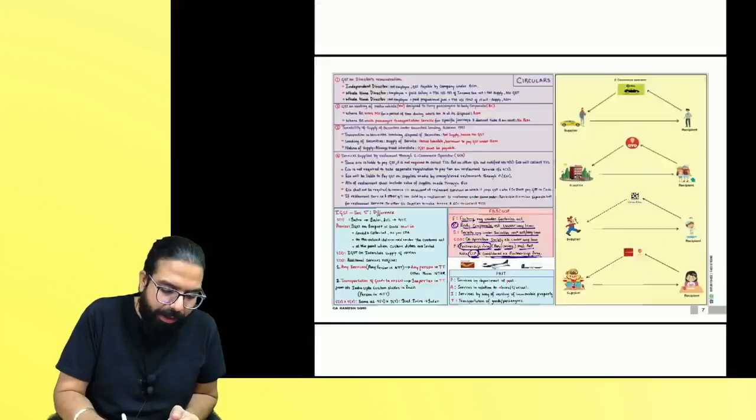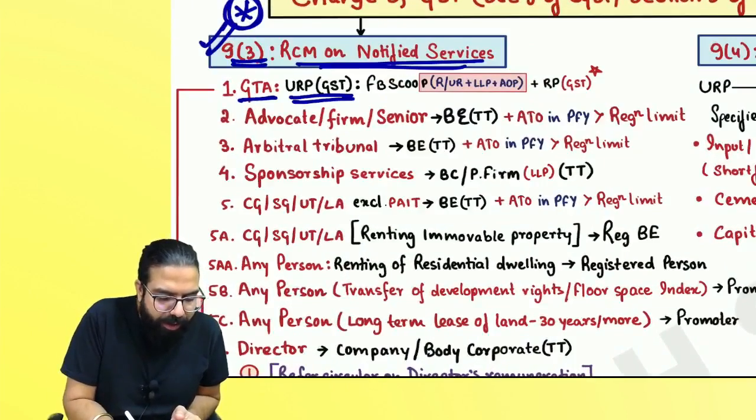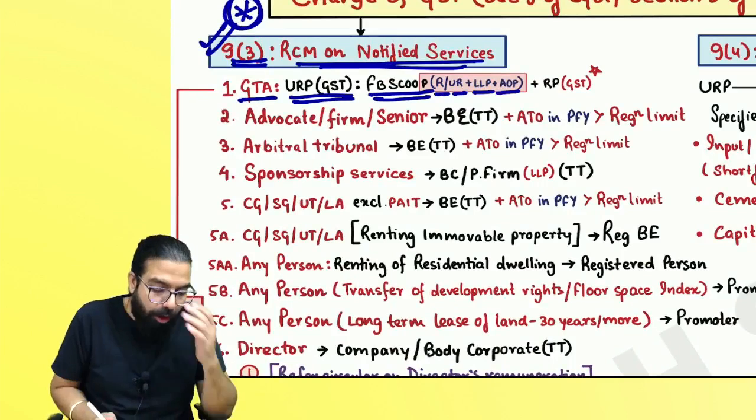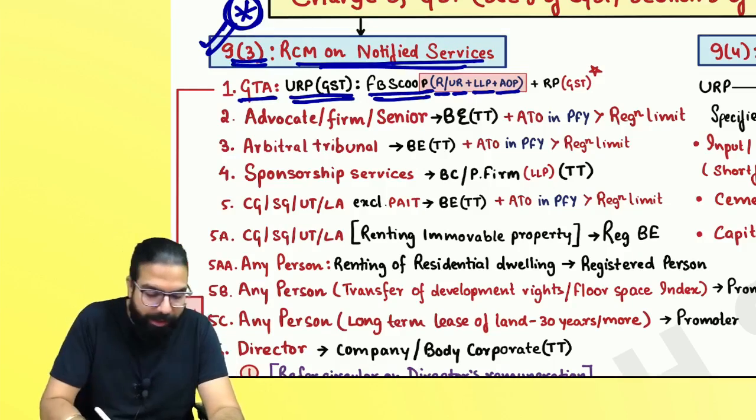Please come back. Now, when I talk about the GTA service, if the GTA is unregistered, all these people or partnership firm can be registered or unregistered, LLP including AOP. Then, in that scenario, GST has to be paid under RCM by these people.